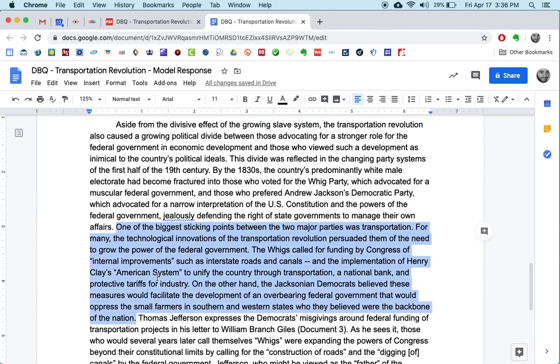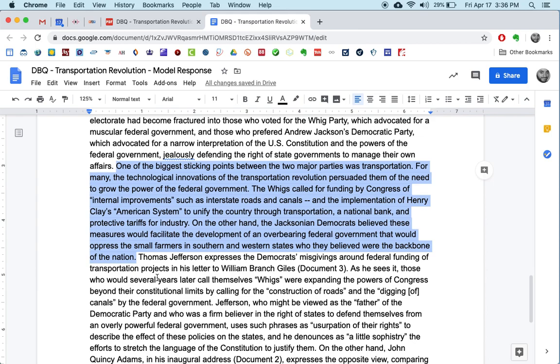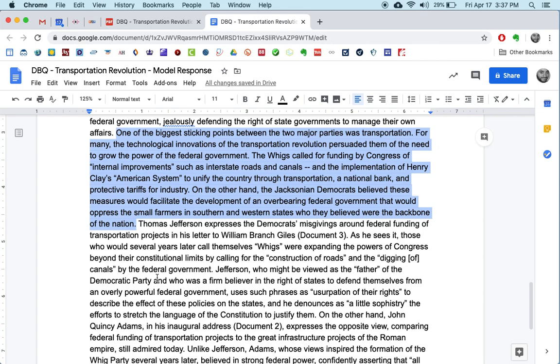One of the biggest sticking points between the two major parties was transportation. For many, the technological innovations of the transportation revolution persuaded them of the need to grow the power of the federal government. The Whigs called for funding by Congress of internal improvements, such as interstate roads and canals, and the implementation of Henry Clay's American system to unify the country through transportation, a national bank, and protective tariffs for industry. On the other hand, the Jacksonian Democrats believed these measures would facilitate the development of an overbearing federal government that would oppress the small farmers in southern and western states who they believed were the backbone of the nation. So I've connected the two, the transportation revolution to political disunity, in a couple of sentences.